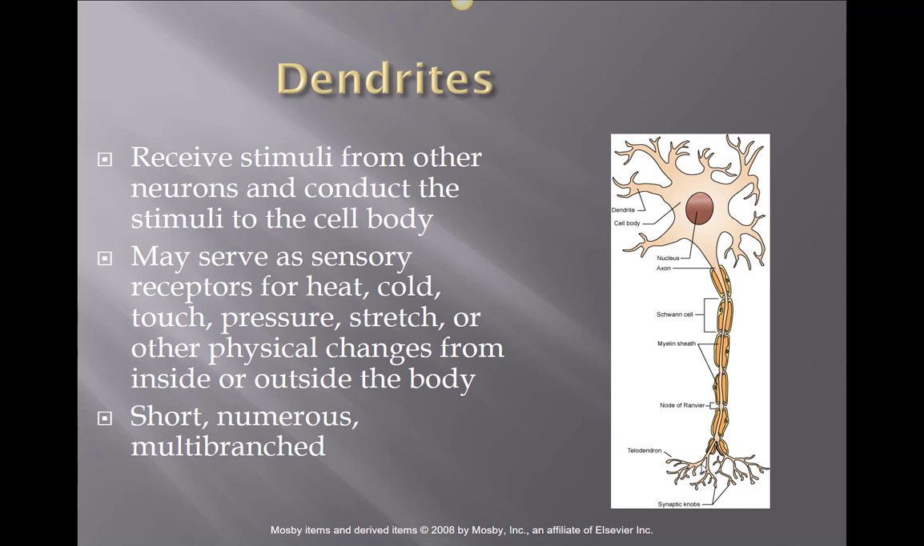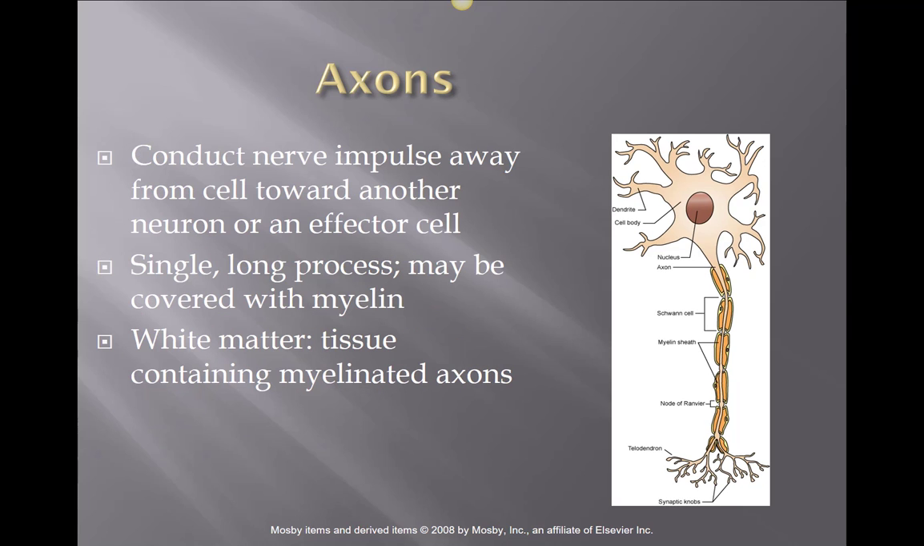So the dendrite receives stimulus from other cells in the body, and depending on what these cells do, it can be receptors for heat, cold, touch, pressure, stretch, other physical changes. I mean, there's a multitude of different things that they can detect. And they're short and they're branched, and they have many different areas that they connect to and get information from. You have the center right here, the cell body or soma, and then from there you're going to have the axon. There's only one axon, and the axon is going to take the information that the dendrites have picked up, the soma has passed on, and send it down to these telodendrites.